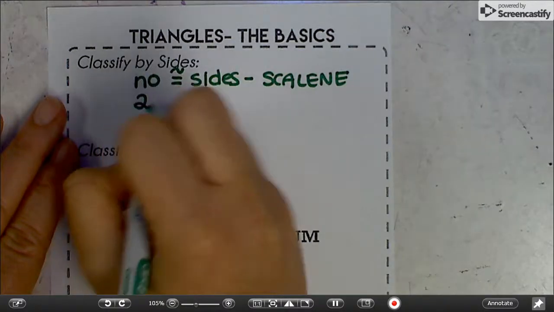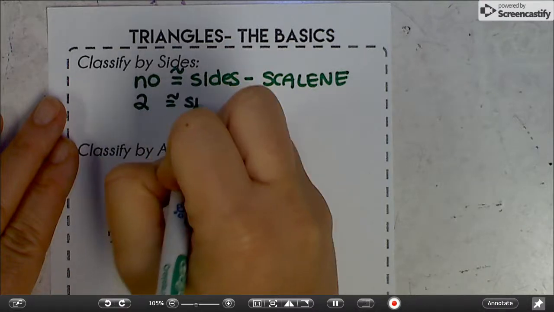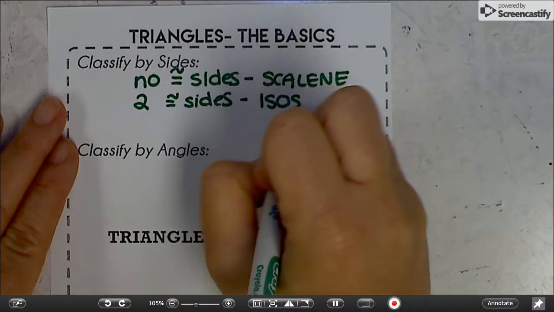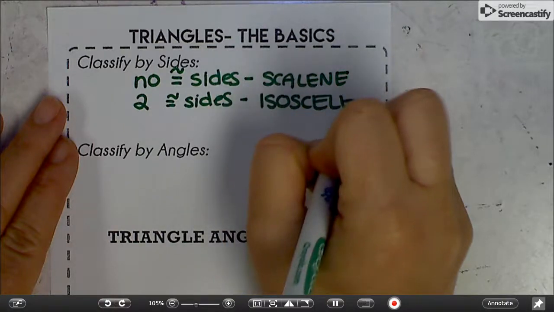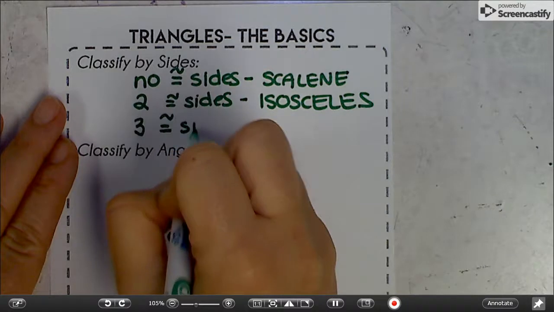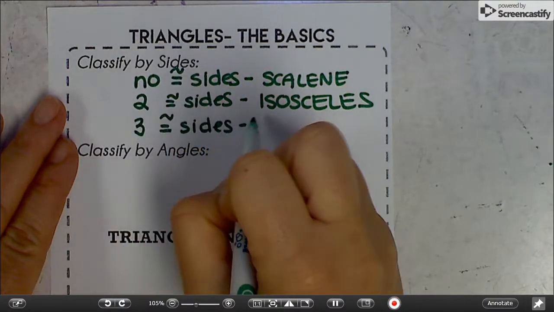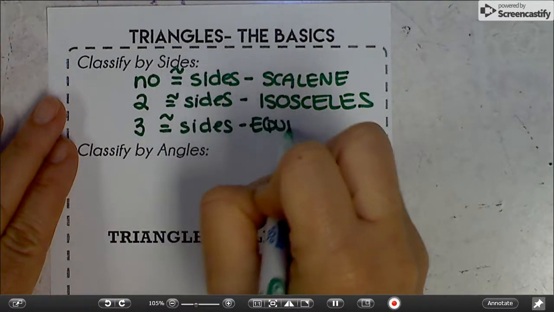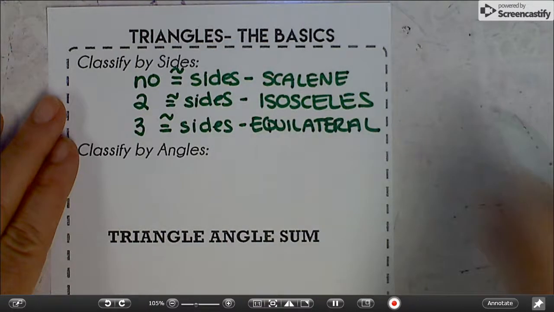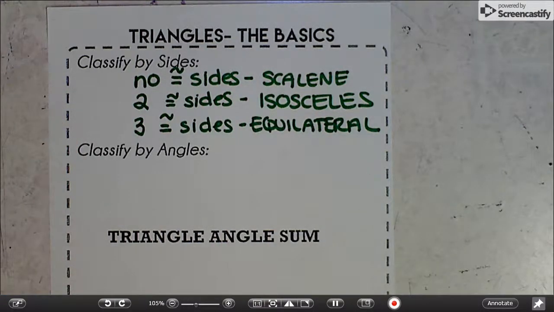When you classify a triangle by sides, that means how many congruent sides they have. If there are no congruent sides, then it's called scalene. If there are two congruent sides, it's called isosceles. And if there are three congruent sides, or all the sides are congruent, then it's equilateral. Lateral means sides, and obviously equi means equal.